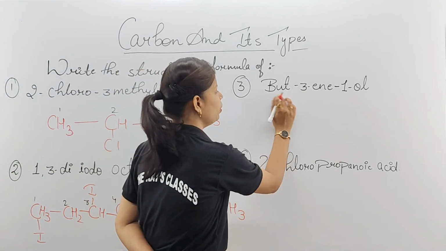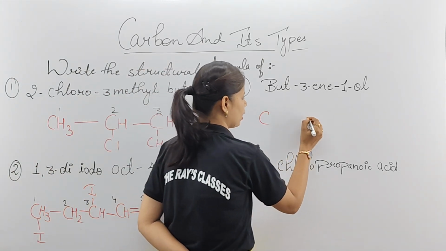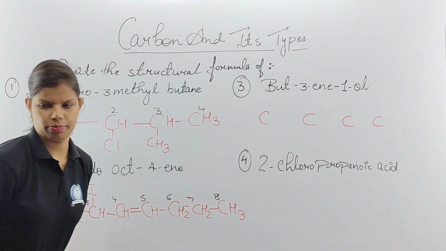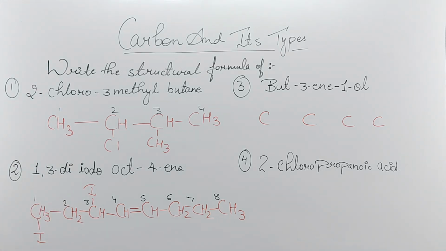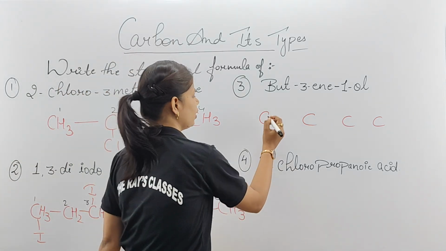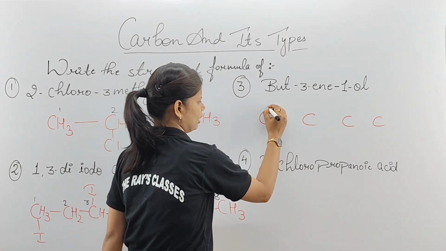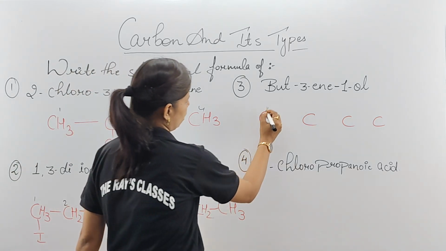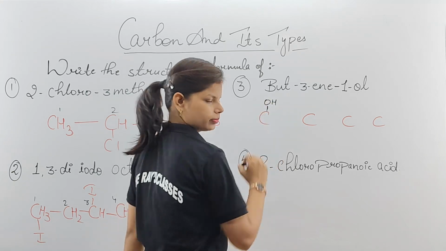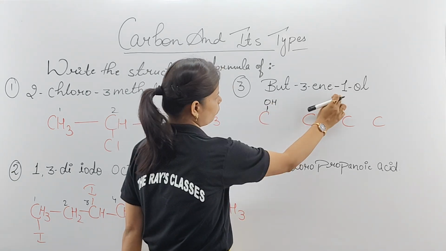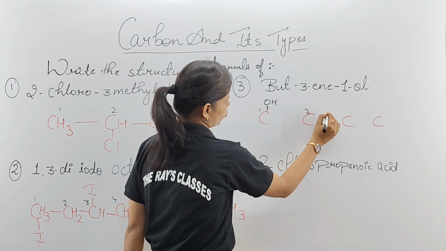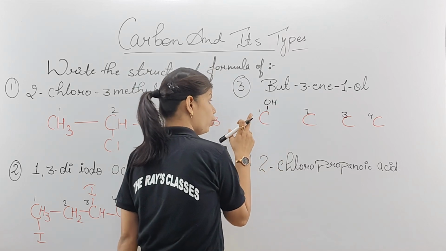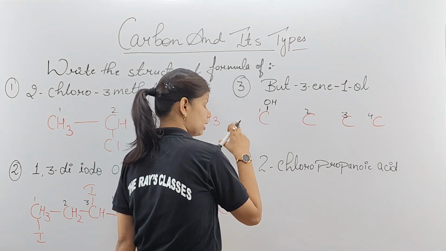Here, but means eth, meth, prop, but. We have 4 carbon atoms. First carbon, I'll use another color marker to represent that one. Here we have another functional group, that will be your OH. Let's start the numbering. At one place, one is there. 1, 2, 3, 4. Now you can see where the functional group is, as per their reactivity.